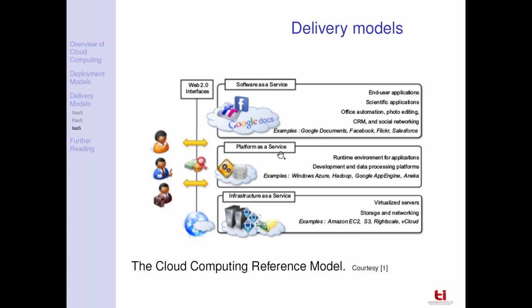Next, platform as a service provides a runtime environment for application deployment and data processing platforms to the user. So on these platforms, the users can build and deploy their applications. Examples are Windows Azure, Hadoop, Google App Engine, Aneka. Finally, infrastructure as a service. It offers virtualized servers, storage, and networking to the user. Examples are Amazon Elastic Compute Cloud, which is EC2, S3, Simple Storage Service, RightScale, vCloud, and many more.